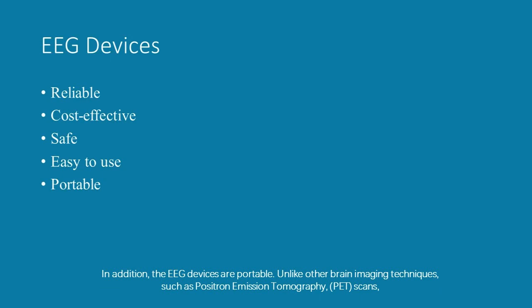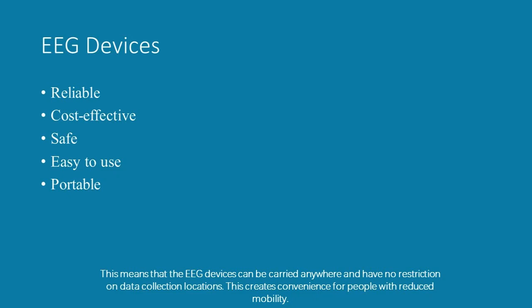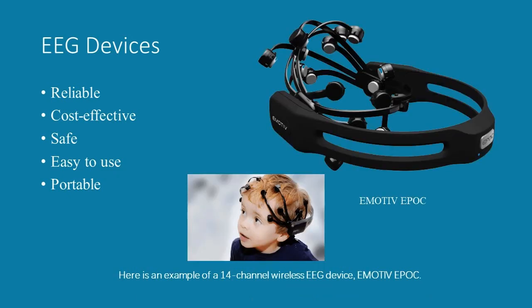In addition, the EEG devices are portable. Unlike other brain imaging techniques, such as positron emission tomography, PET scans, functional magnetic resonance imaging, fMRI, scans and the MEG signal, the EEG devices are less bulky and portable. This means that the EEG devices can be carried anywhere and have no restriction on data collection locations. This creates convenience for people with reduced mobility. Here is an example of a 14-channel wireless EEG device, Emotive Epic.